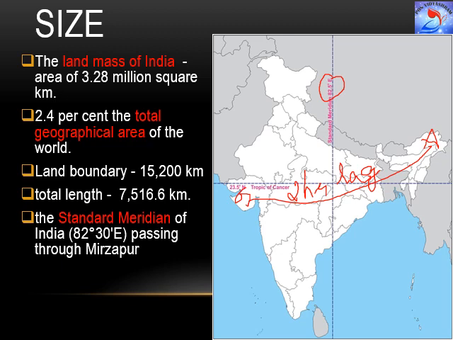Normally, the prime meridian is used as a reference to calculate time. But Gujarat is located in the extreme western part of India and Arunachal Pradesh is in the eastern part, so the sun rises 2 hours earlier in Arunachal Pradesh. In order to avoid that problem, we opted for a longitudinal line which passes through the center of the country, that is 82 degree 30 minutes east, as the standard meridian for our nation. It is exactly passing through Mirzapur, which is in Uttar Pradesh.